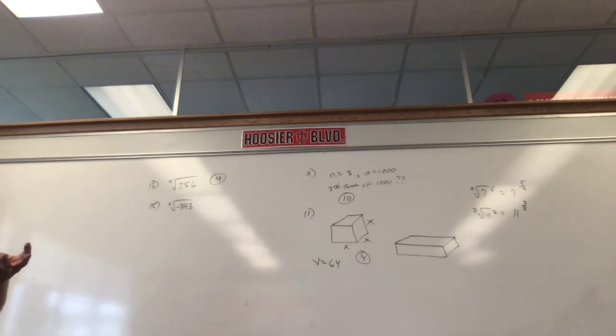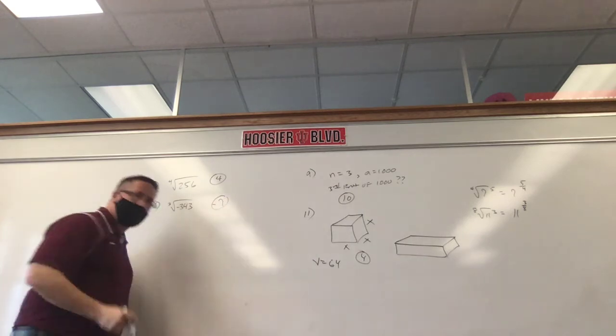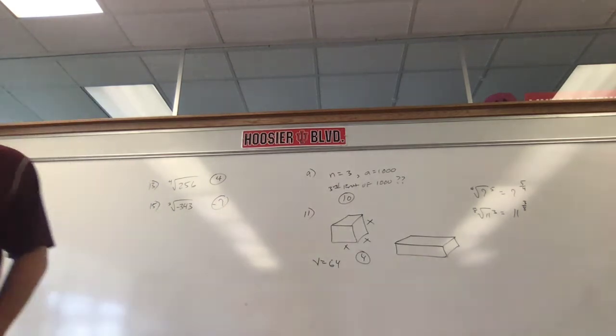Should we check 6? No. 7. 7 times 7 times 7. 7 times 7 is 49. 49 times 7 is 343. Now be careful. Do I want 343? I don't want 343. I want negative. So the answer's not 7. It's negative 7. Negative 7 times negative 7 times negative 7.